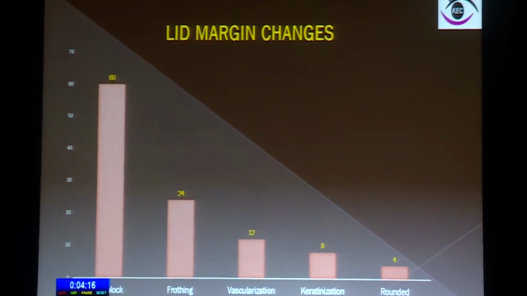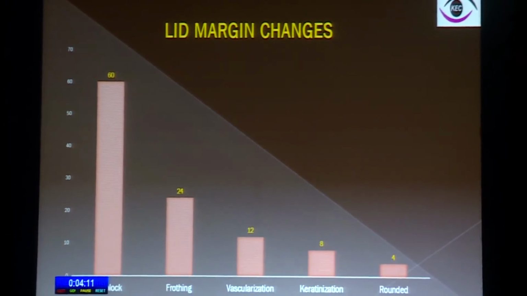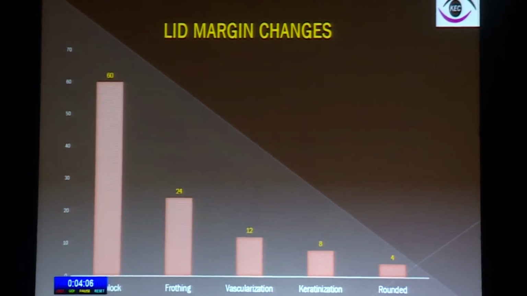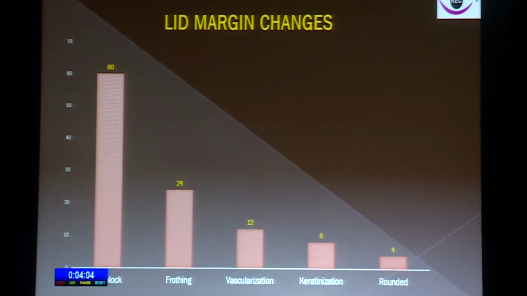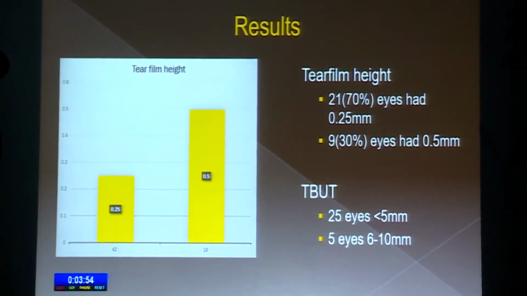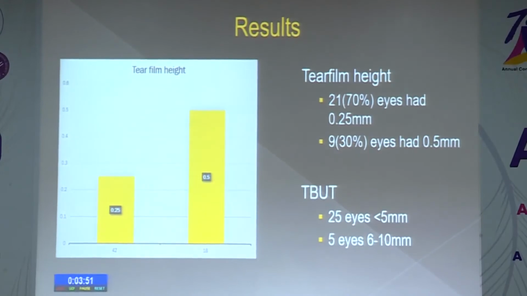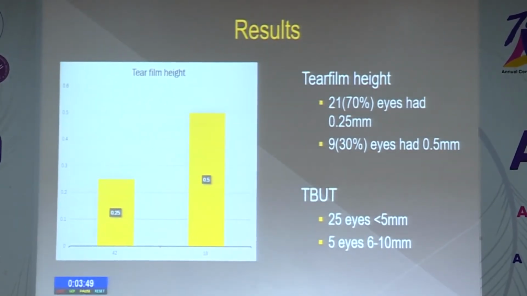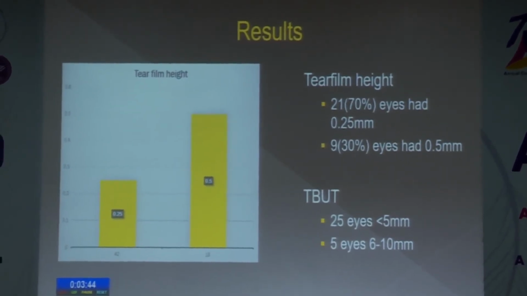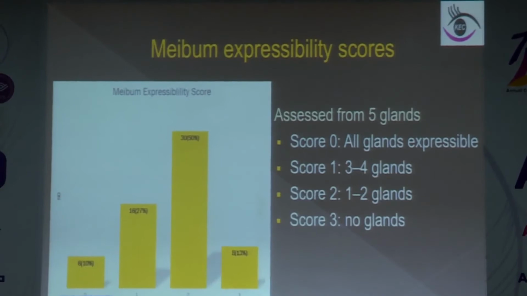Lid margin changes include meibomian gland block of various degrees, which I will be showing later. Almost all the patients had meibomian gland block. Frothing was seen in 24 eyes. Vascularization, keratinization and rounding up of posterior lid margin were seen. Tear film height was studied. It was 0.25 in 75% of the patients and 0.5 in 30% of the patients. Tear film breakup time was less than 5 mm in 25 eyes and 6 to 10 mm in 5 eyes.